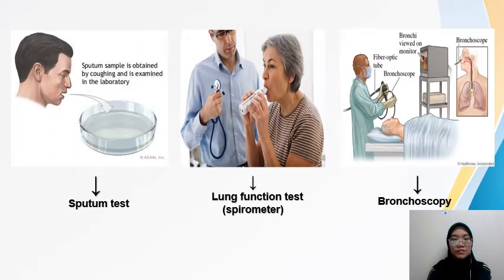These are the examples of the investigations done for the bronchiectasis patient. The first one is sputum test. The second one is lung function test using spirometer. And the third one is bronchoscopy.